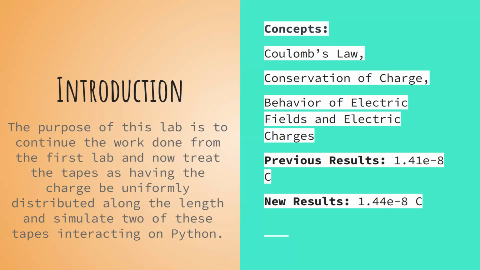So, spoiler, my new results are 1.44e-8 coulombs, whereas my previous results were 1.41e-8 coulombs. It's a bit of a difference there.